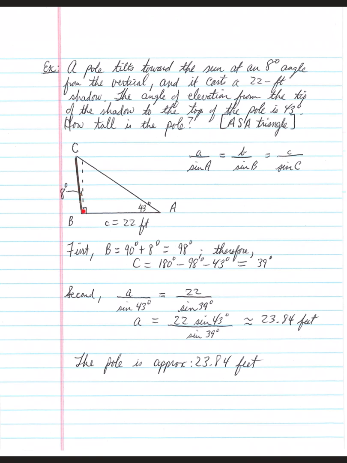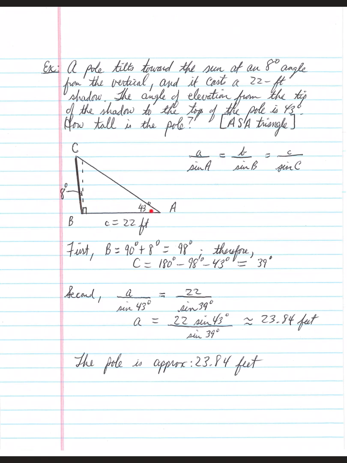This particular pole has a lean to it, so let's pretend the sun is over here. The pole leans 8 degrees towards the sun, but it's still going to cast a shadow. The shadow is 22 feet long. From A, the angle of elevation to the top of the pole is 43 degrees. So angle B is actually 98 degrees because perpendicular plus an 8 degree tilt.